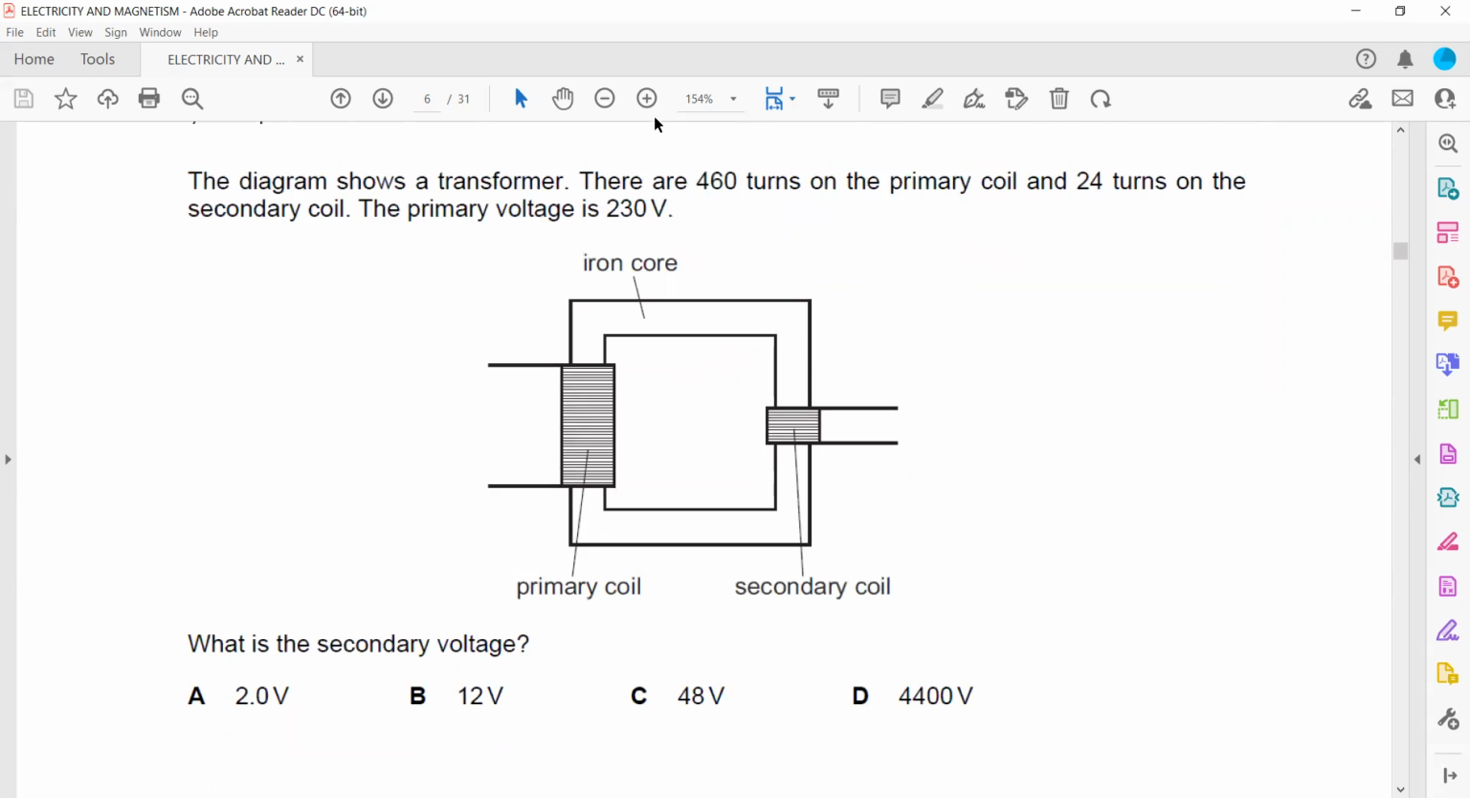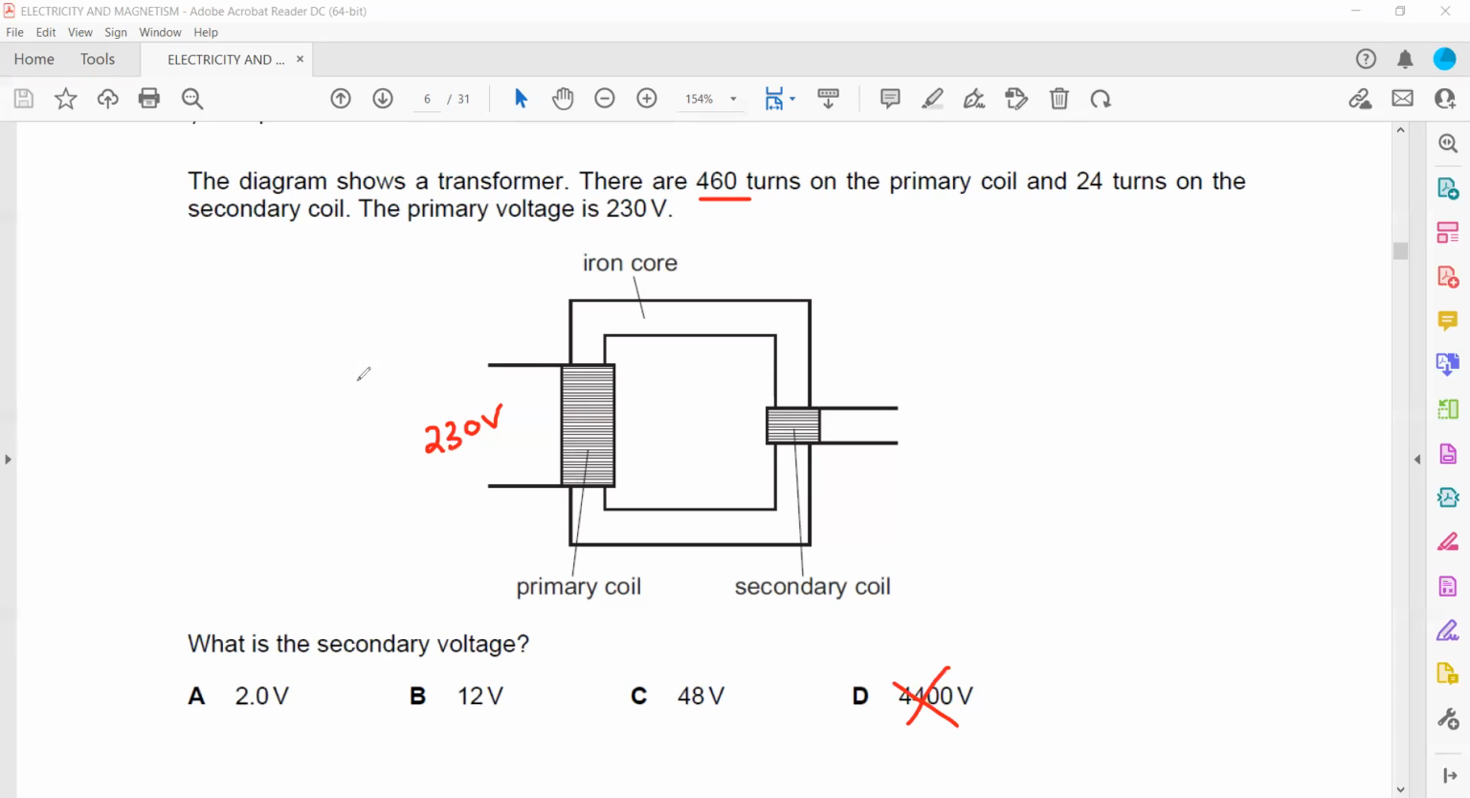In question 9, the diagram shows a transformer. There are 460 turns in the primary and 224 turns in the secondary. Input voltage is 230. Remember, first thing, without calculation, you can identify, because it's a step down transformer, the voltage should be less than 230. So this D cannot be an answer. So we are left with A, B, or C.